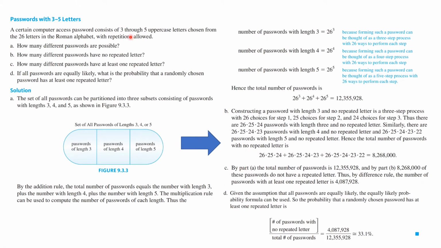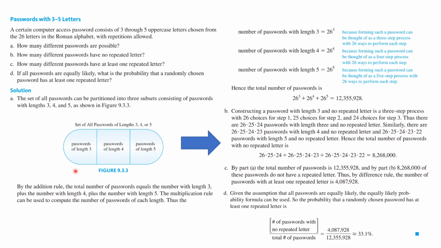Let's look at another example. Here we're talking about passwords with 3 to 5 letters. A certain computer access password consists of 3 through 5. That means you must have at least 3, but you can have up to 5. Uppercase letters chosen from the 26 letters of the alphabet with repetition allowed. So how many different passwords are possible?